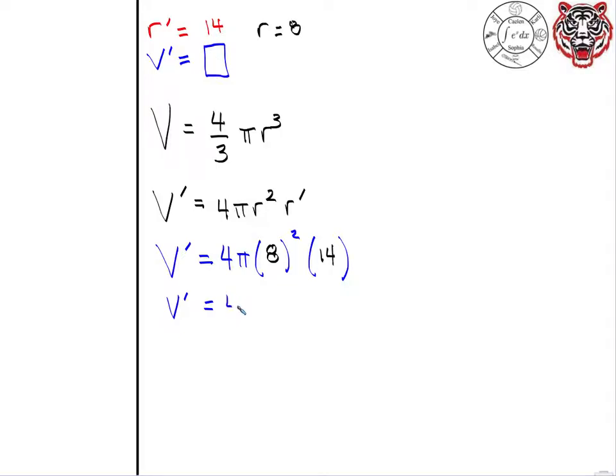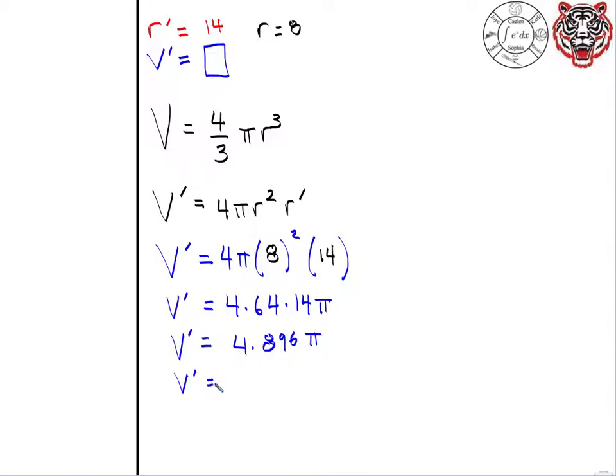Yep. So how this works is you do 4 times 64 times 14 pi. All right, and therefore V prime is equal to, Isabel, what'd you say? 64 times 14 is 896, but times 4 is equal to 896 pi.